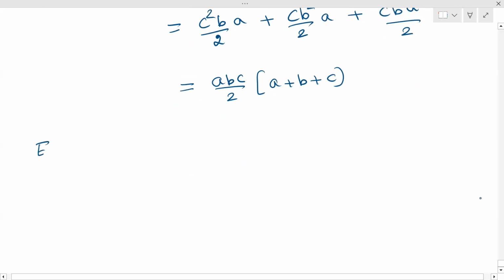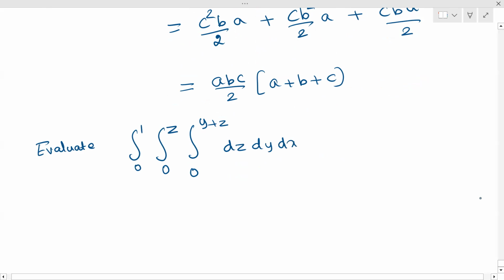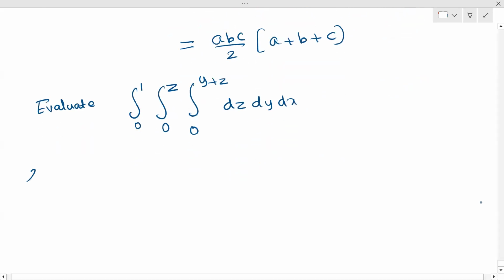With the next problem, evaluate the integral from 0 to 1, 0 to z, 0 to y plus z, dz, dy, dx. See that here the limit has a variable. For that we have to check whether the given order is correct or not. First we have to check it.